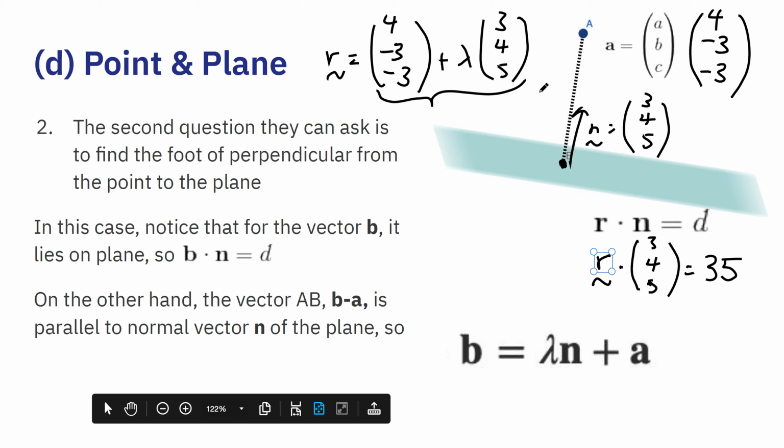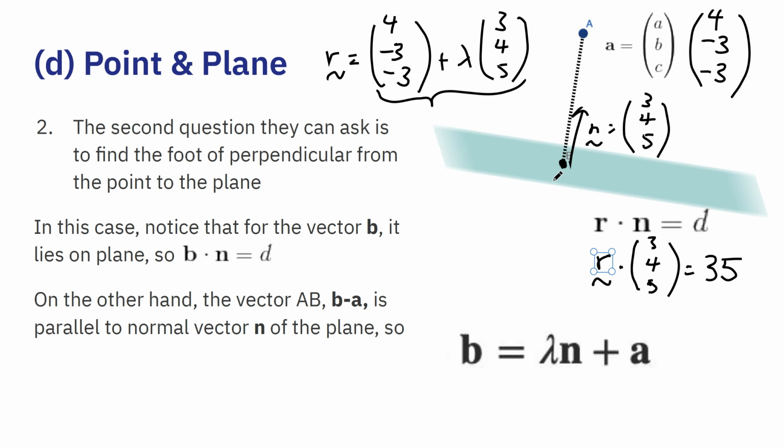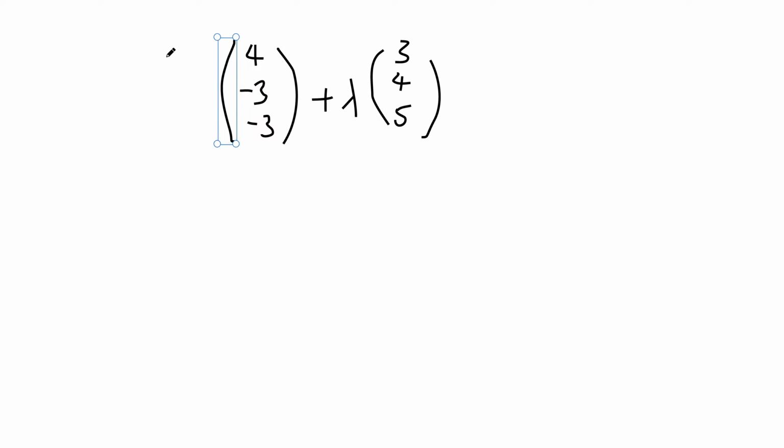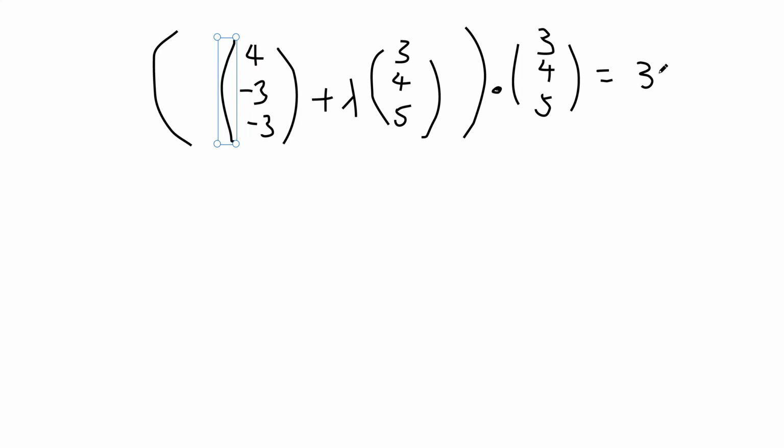So this is our numerical example over here. And all we have to do after we get this point is sub it back into this dot product, and we will be getting our answer. So if I'm not wrong, we have another slide over here. So 4 minus 3 plus lambda 3, 4, 5. We take this entire thing and dot it with the normal, and we should get 35.